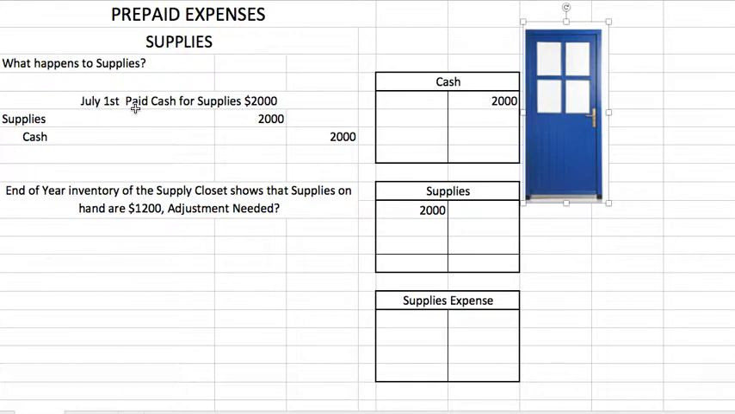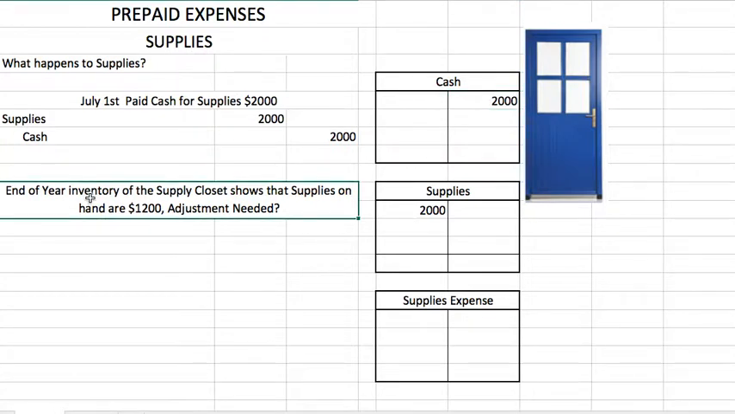You see here, July 1st, we paid cash for supplies of $2,000. Well, you debit supplies, the asset account, and you put them in the closet. As long as those supplies stay in the closet, they are assets. You would credit cash for $2,000 because you have paid out cash. And whenever you pay out an asset or use up an asset, it goes on the credit side. So that's our first entry.